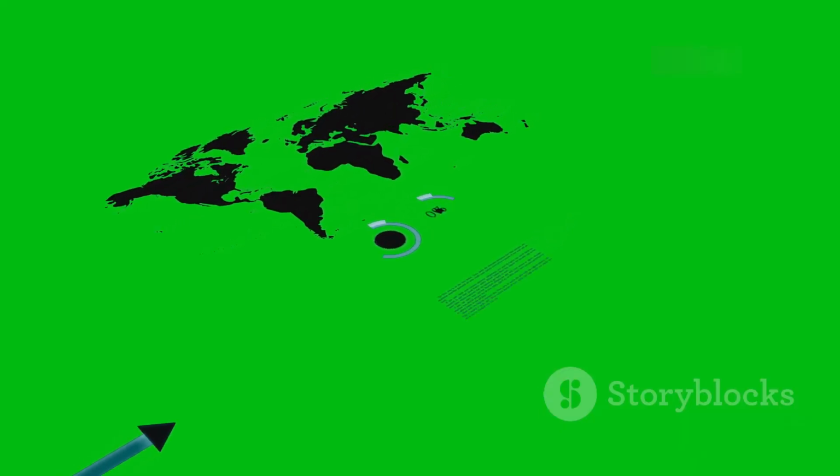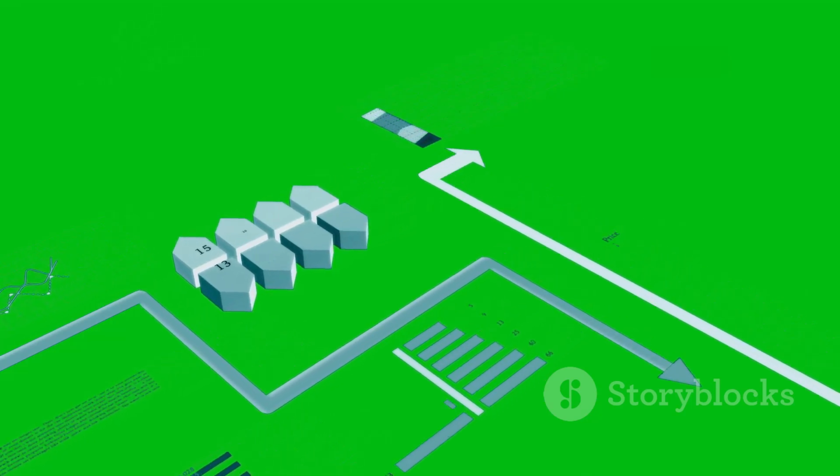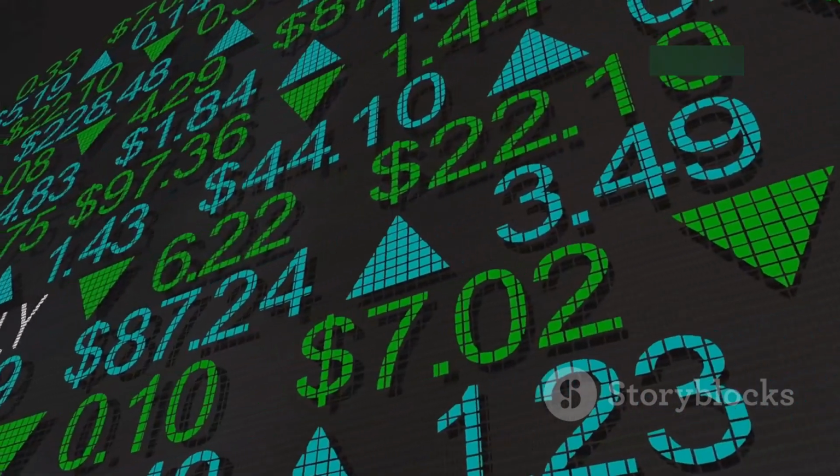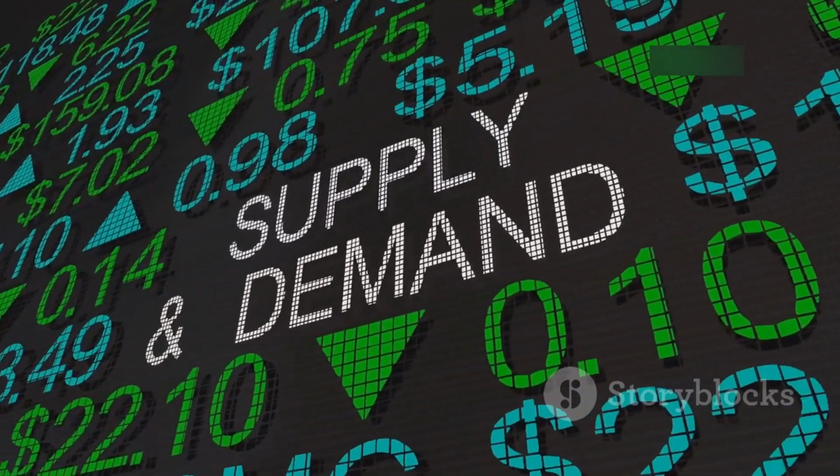Let's start with economies of scale. Imagine a factory. The more units it produces, the more efficiently it can use its resources. This efficiency lowers the cost per unit, creating what we call economies of scale. You can think of it as a bulk discount for production. The more you produce, the cheaper each unit becomes.